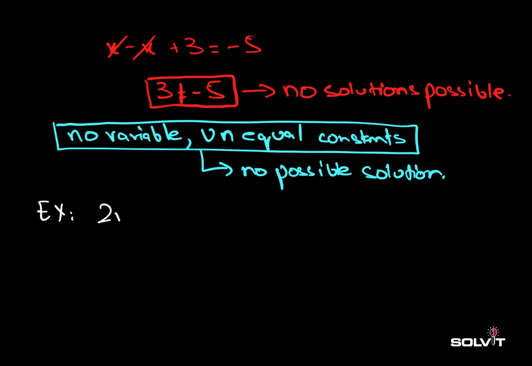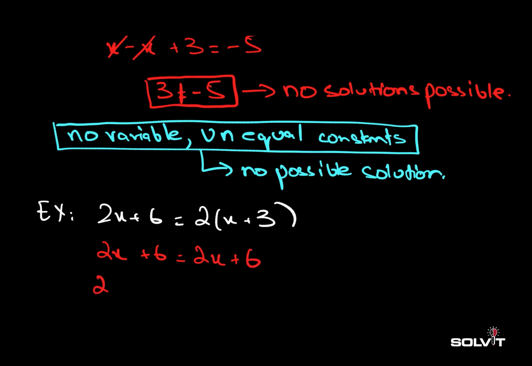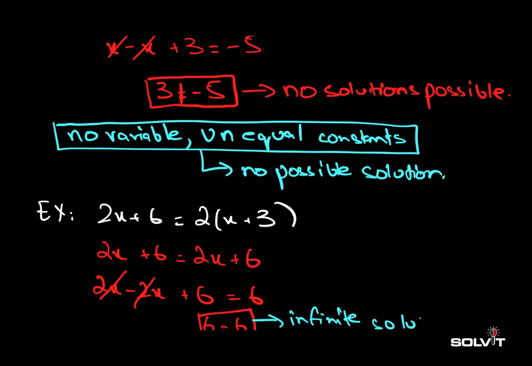2x plus 6 equal to 2 into x plus 3, right? So now what am I going to do is, in order to solve this equation, I'm going to first expand the right hand side and it will start looking like this. Then I'm going to bring all the variables on one side, and now I see that the variables are cancelling out, but my constants are equal. That means infinite solutions. When constants are equal and no variables, that means infinite solutions.